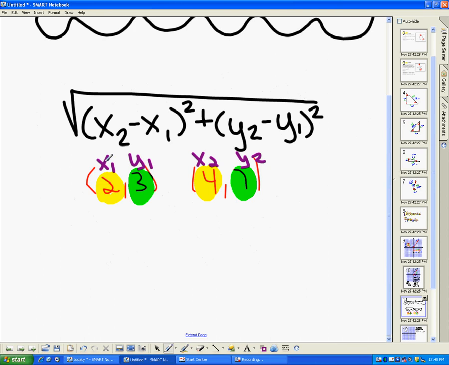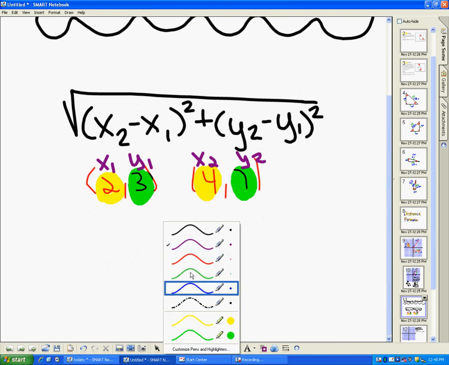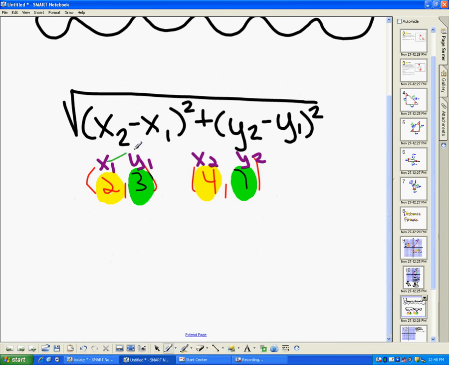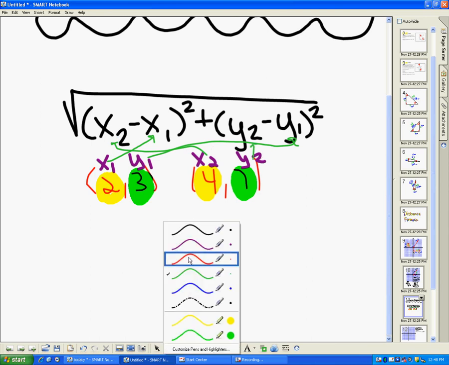Just to change colors, I'm going to replace this with the x1. I'm going to replace this with the y1. And I know this is confusing with all these lines. I'm going to place the x2 there, and then the y2 goes right here. So let me show you what that's going to look like all plugged in.